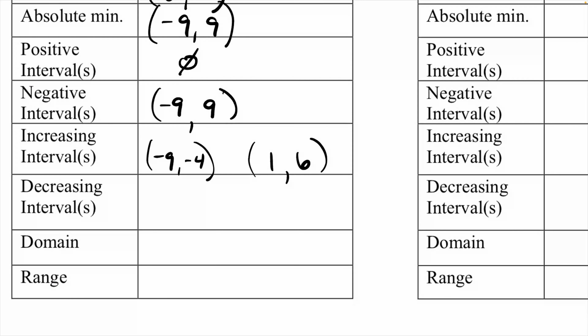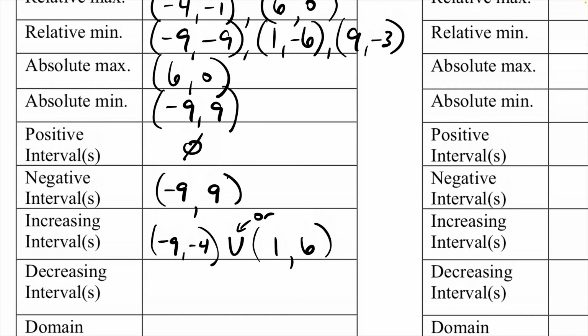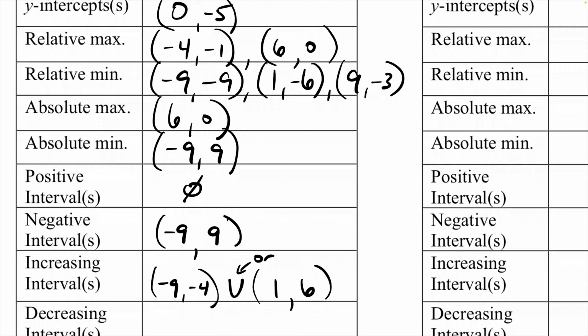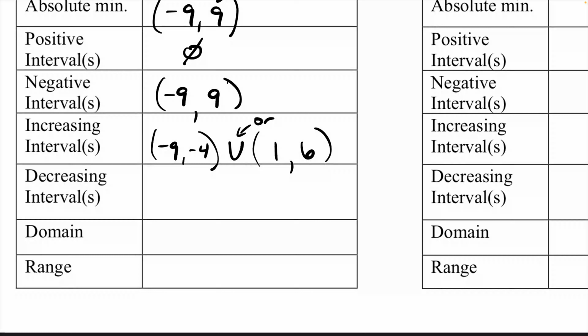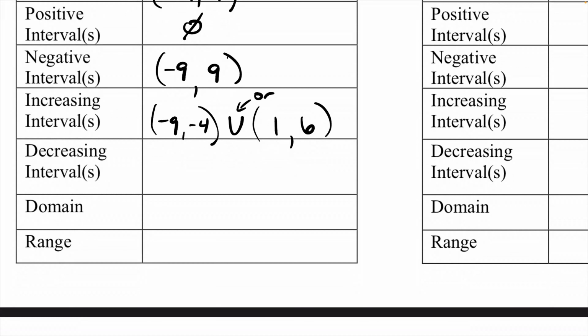When there's multiple intervals, we put a little symbol. It looks like a U, but it means or. When there's multiple intervals, you always put that there. We didn't do that earlier. Why did I not do that for relative minimums or all relative maximums? Because it wasn't an interval. It was a point. Okay?